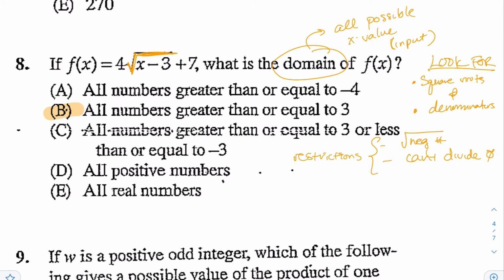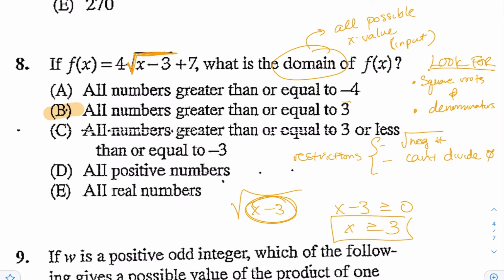So we see a square root here. So that means that everything underneath the square root, x minus 3, has to be greater than or equal to 0. It has to be positive. So to solve for this, just add 3 to both sides. X, this input, this domain, has to be greater than or equal to 3.